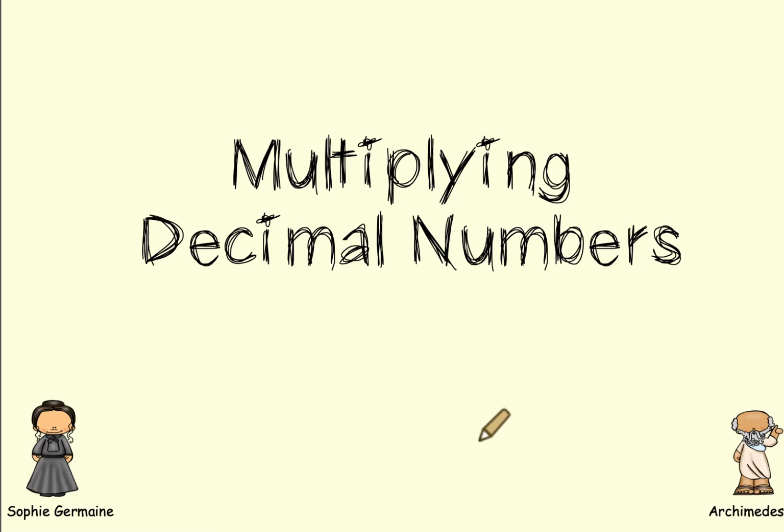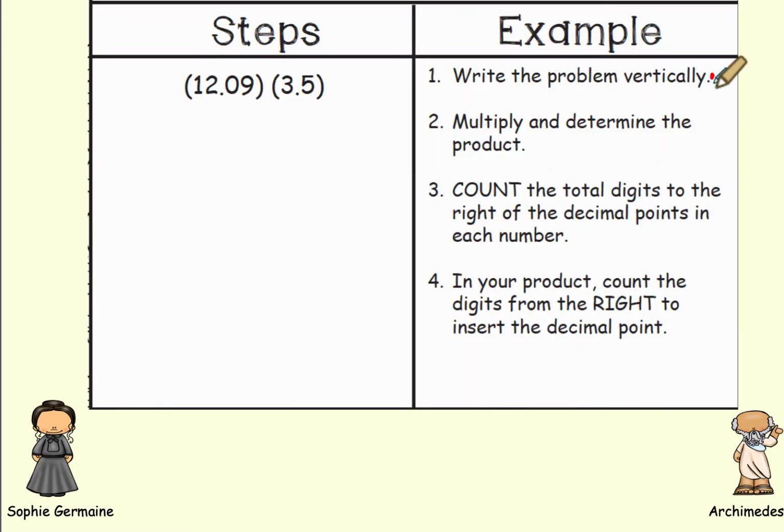So in this lesson, we're going to talk about multiplying numbers that include decimals. The first thing I'm going to do is write the problem vertically, justify the very last digit of each number on the right. So we have 12 and 900ths, and I'm going to put the 5, which is the tens place, the decimal, and then the 3.